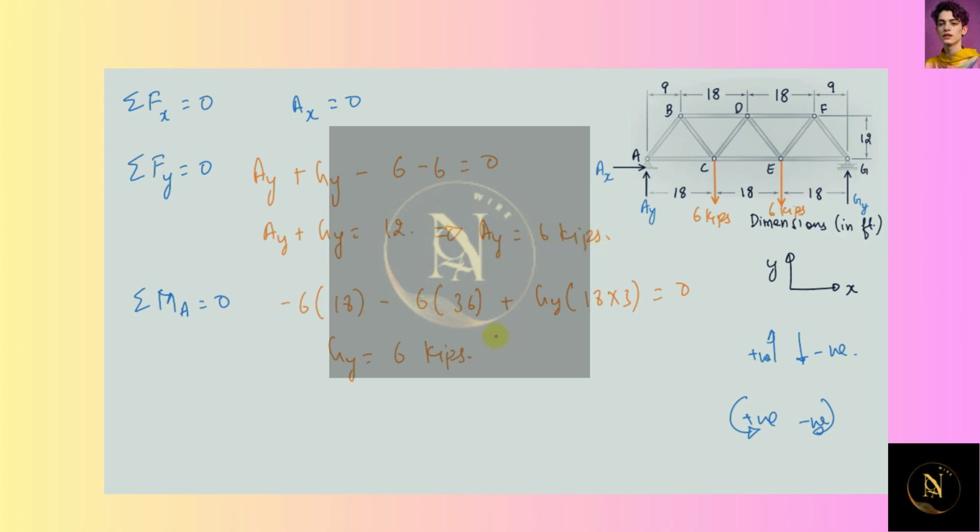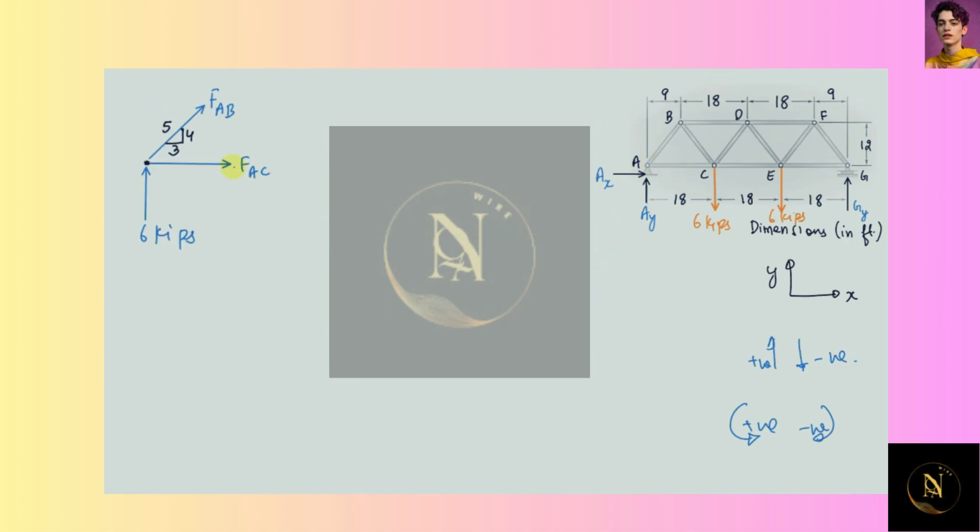Now we have calculated all the reactions. Next we'll be considering the free body diagram of the joint A. So this is the free body diagram of the joint A. Now we have to calculate the force in the members AB and AC. We have assumed that the forces acting at joint A would be like this. That means the member would be in tension. Now if the value comes out to be negative, that means our assumed direction is wrong and the member would be in compression. So let's find out the values.